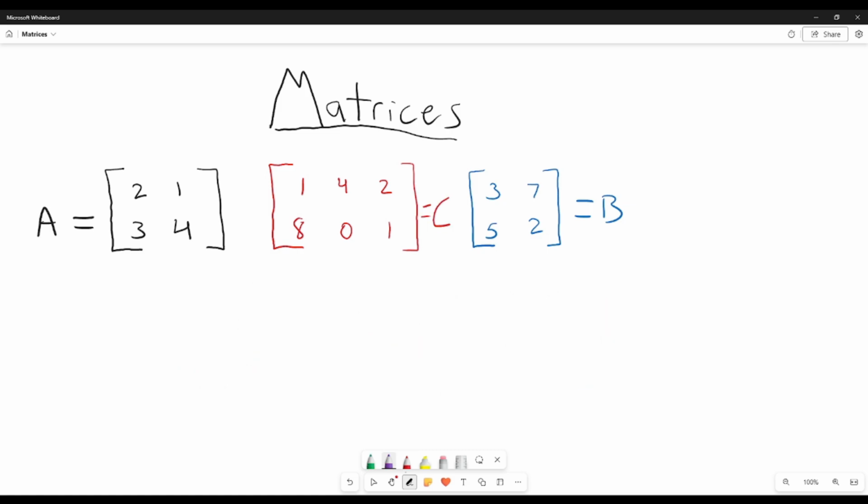Now let's review. To add or subtract matrices, they must be the same size, and you simply add or subtract the elements that are in the same position. For example, A plus B will work because they are both 2 by 2. A plus C will not work because A is 2 by 2 and C is 2 by 3. To do scalar multiplication, you simply multiply each element in your matrix by your scalar. The resultant matrix will be the same size.